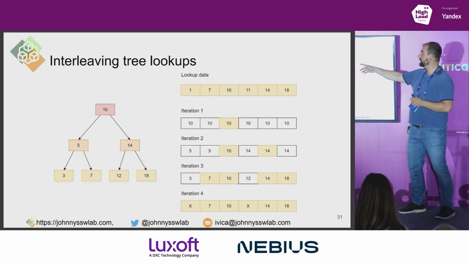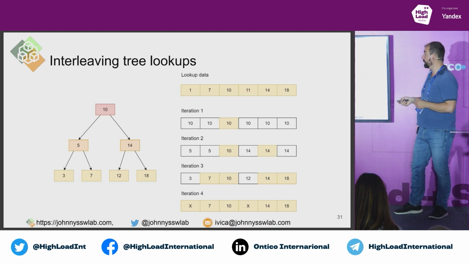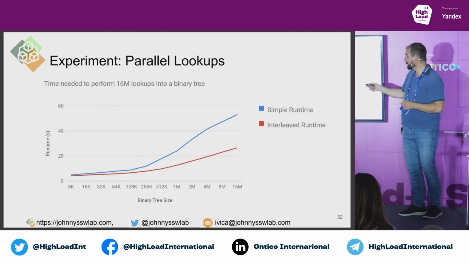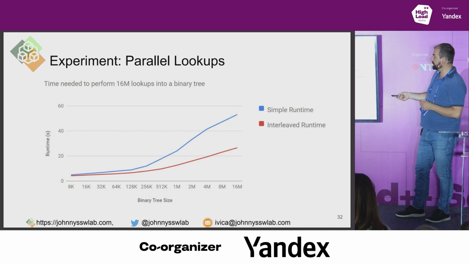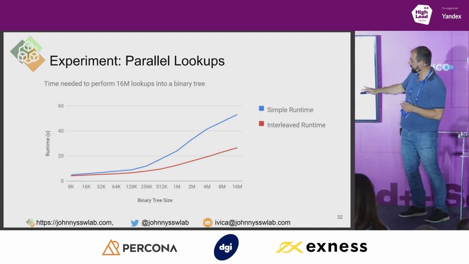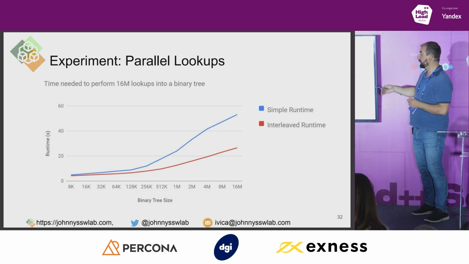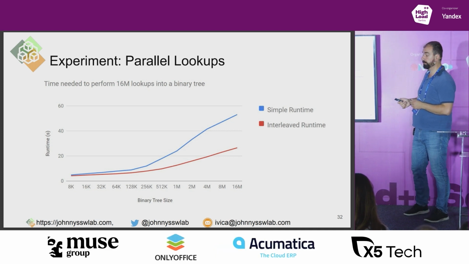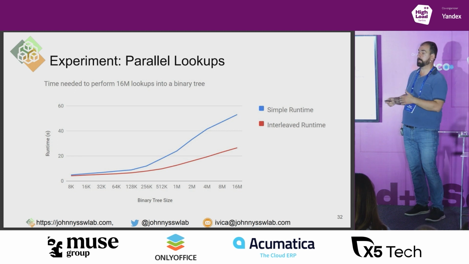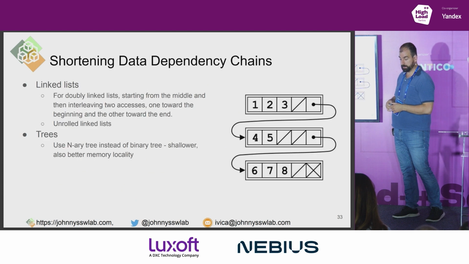So we go through this array, the depth of the tree. But actually, this makes these lookups faster. In my experiments with binary tree size and runtime, you see that the simple and interleaved runtimes are mostly the same when the tree is small. But as the tree size grows, interleaved becomes much faster than the simple runtime, because the CPU has more work to do, more available instructions to execute.